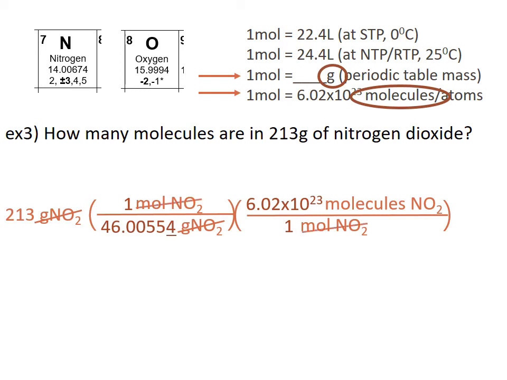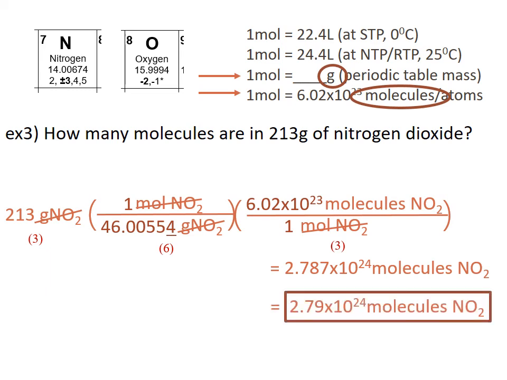Now, moles NO2 and moles NO2 will factor out, and I'll run it through my calculator, and I get 2.787 times 10 to the 24 molecules NO2. My given has 3 significant figures. My first bracket has 6 significant figures, and my second bracket has 3 significant figures. So my answer is only allowed to have 3 significant figures. So it becomes 2.79 times 10 to the 24 molecules NO2.